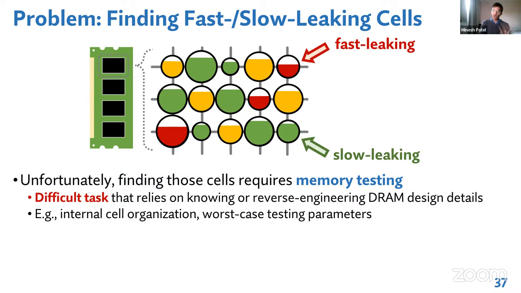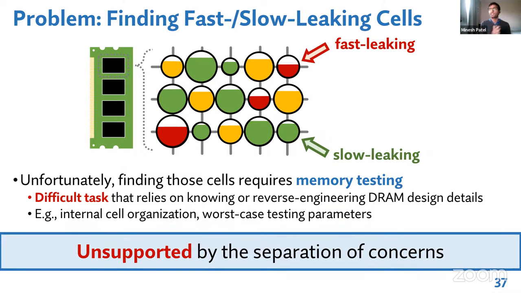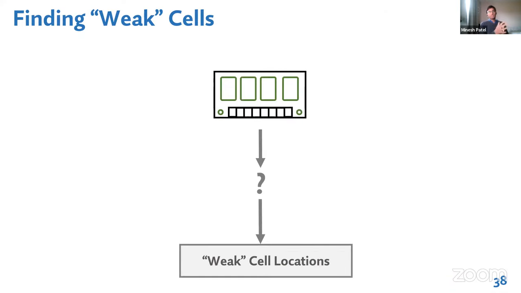And the real problem here is that all of this memory testing is unsupported by the separation of concerns. So to describe this process a different way, let's say the problem of finding weak cells is that given a DRAM chip, we want to identify the weak cell locations. There are a couple of ways we might go about this.